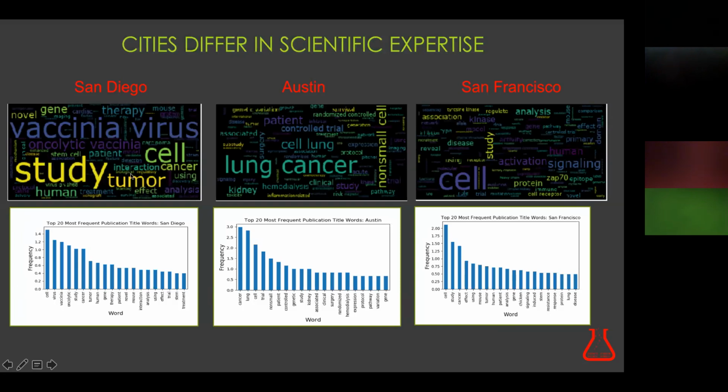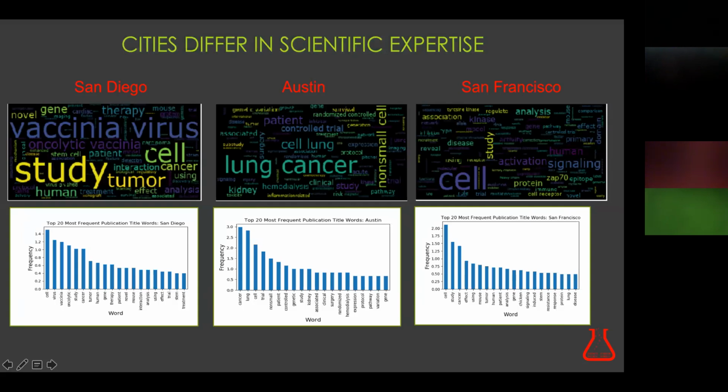San Diego has the Salk Institute. Vaccinia virus comes out very strong, and there are very specific diseases that they're looking at here. Similarly, lung cancer: Austin is heavily invested in lung cancer because of the lung cancer journal that comes out of Austin. And then in San Francisco you can see a large number of important and interesting words, but they're all small. What this indicates to me is that there's a large distribution and exploration across different domains.